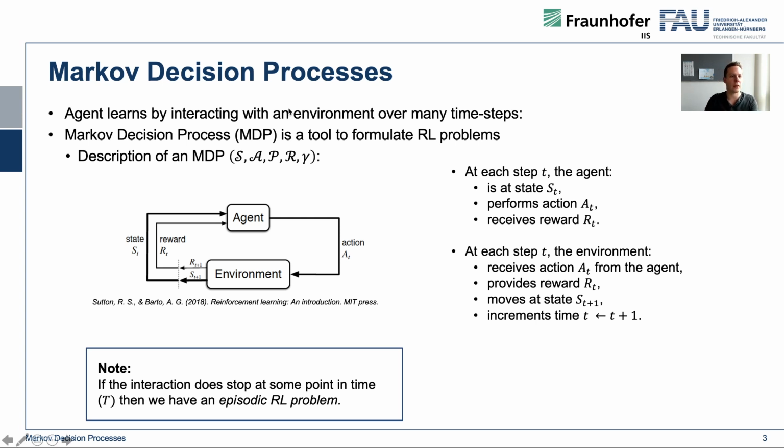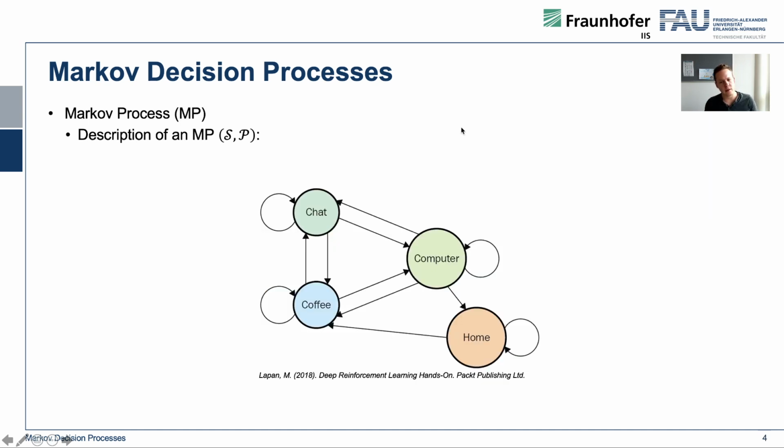Okay, so to formulate and to explain what a Markov decision process is, let us just look into the certain components of an MDP. The simplest basics of an MDP is a Markov process. We might also know Markov processes from related concepts, like from hidden Markov models. And here what you define is your set of states that you could actually be in, which could in this simple case just be your daily routine. You're either at home, or you are sitting at the computer, or you're drinking a coffee, or you're chatting with a friend.